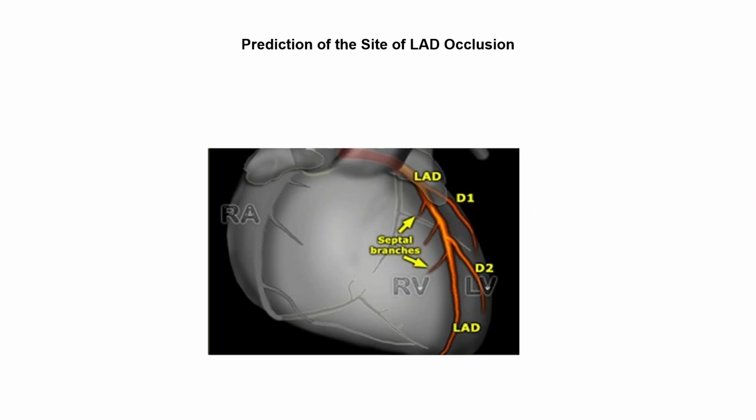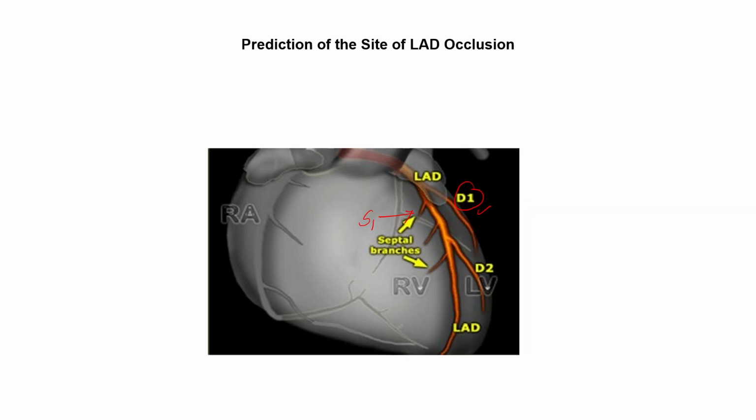The prediction of the site of LAD occlusion. Here only two things you have to remember. There are certain pointers in these anterior MIs where you can tell that the location of the occlusion is higher up, or before the diagonal branch or before the septal branch. You can predict the site of LAD occlusion. From this image, you can see this is S1, that is septal branch 1, and this is of course D1, it is already written.